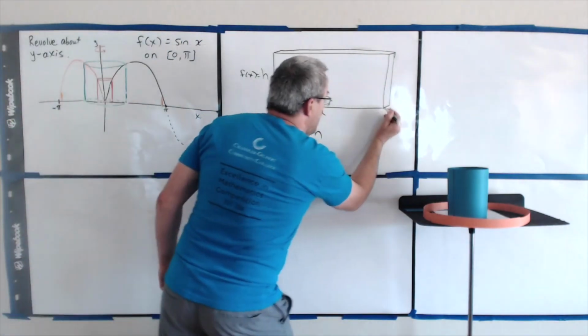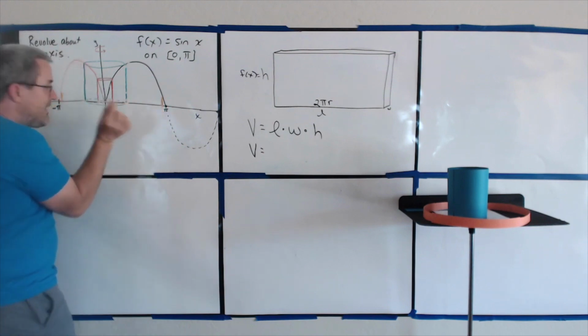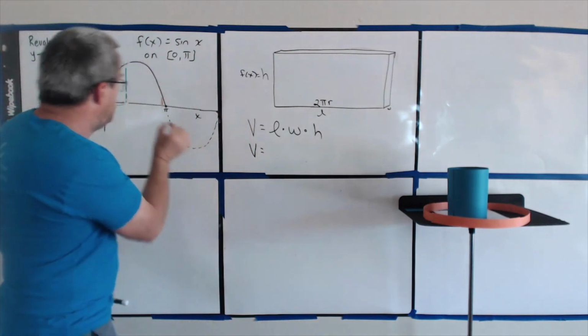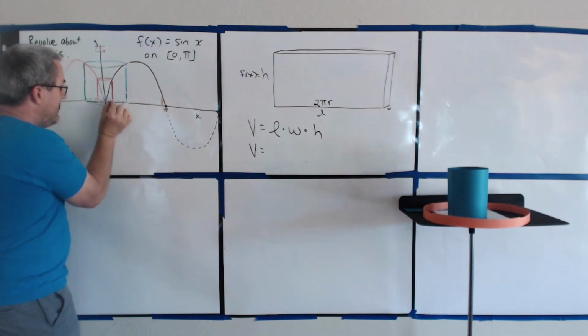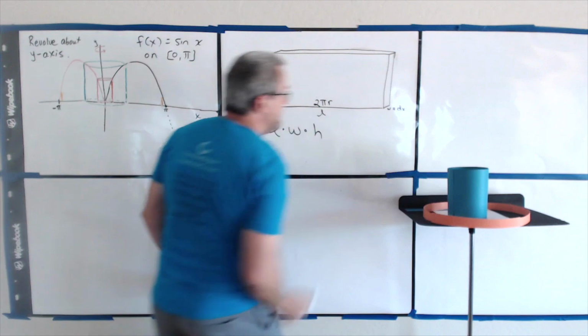And then the width of our shell is the little infinitesimal change in x that we're speaking of. So the width is going to be that delta x.